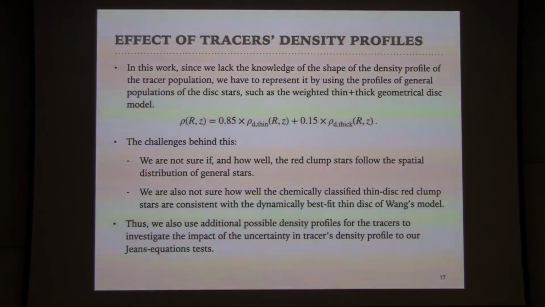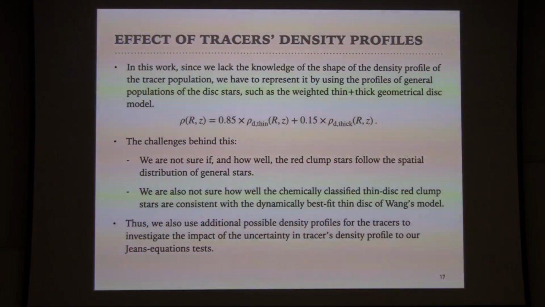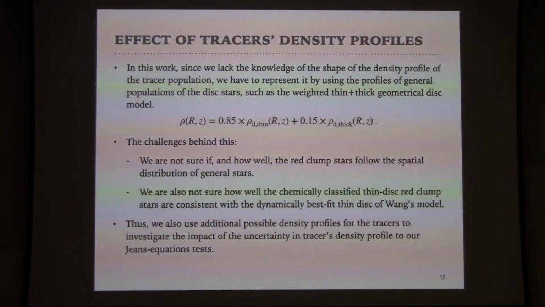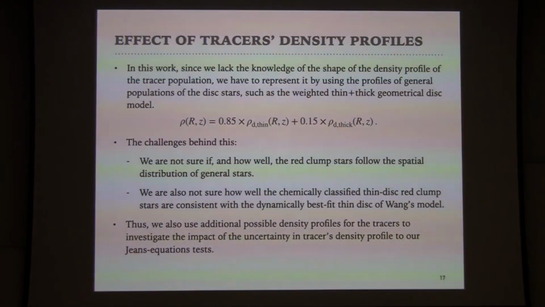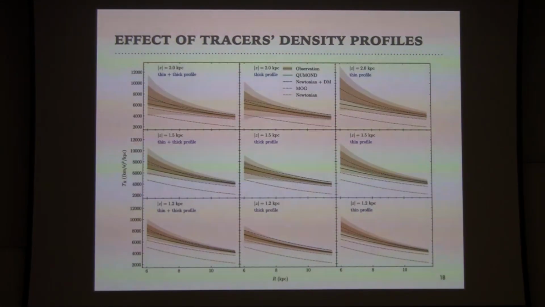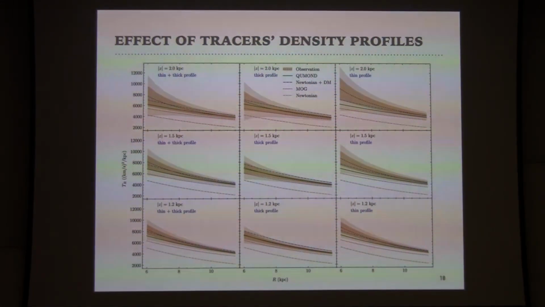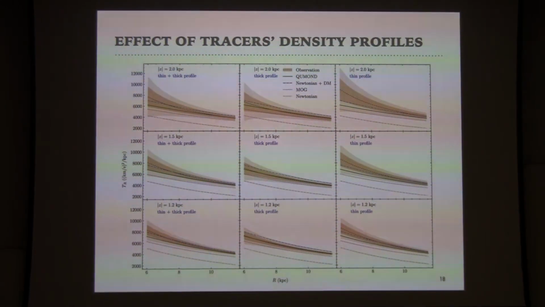First is the uncertainty about whether the red giant clump follows the spatial distribution of giant stars. And second is the uncertainty about the degree of agreement between the chemically classified thin disk red giants and the dynamically best-fitted thin disk of our fiducial model. To address these challenges, we also employed alternative possible density profiles for the tracers in our test. And it has been done for both TR and TZ.